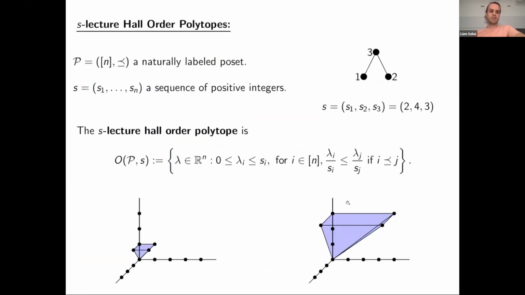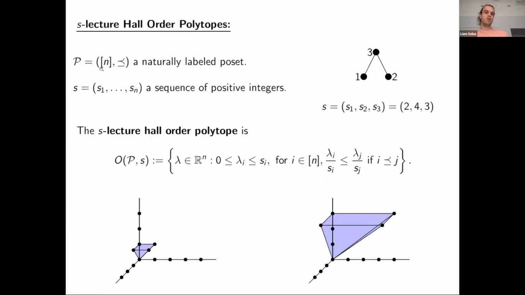But we don't have to work just in the case of these S lecture hall simplices. We can work, for part of the story, more generally in a larger class of lecture hall polytopes. These are known as S lecture hall order polytopes. And just like how our S lecture hall simplices were a stretching of a unimodular simplex, we can think about an S lecture hall order polytope as a stretching of a classic order polytope.